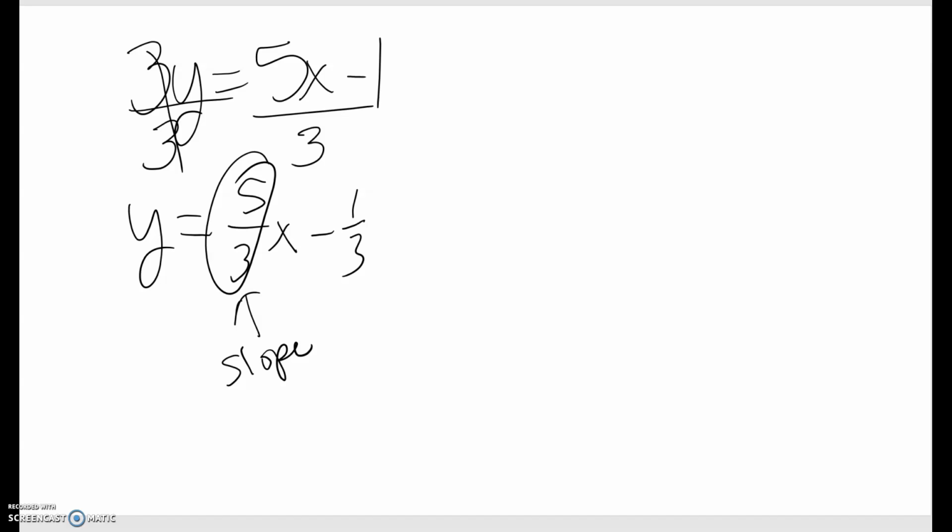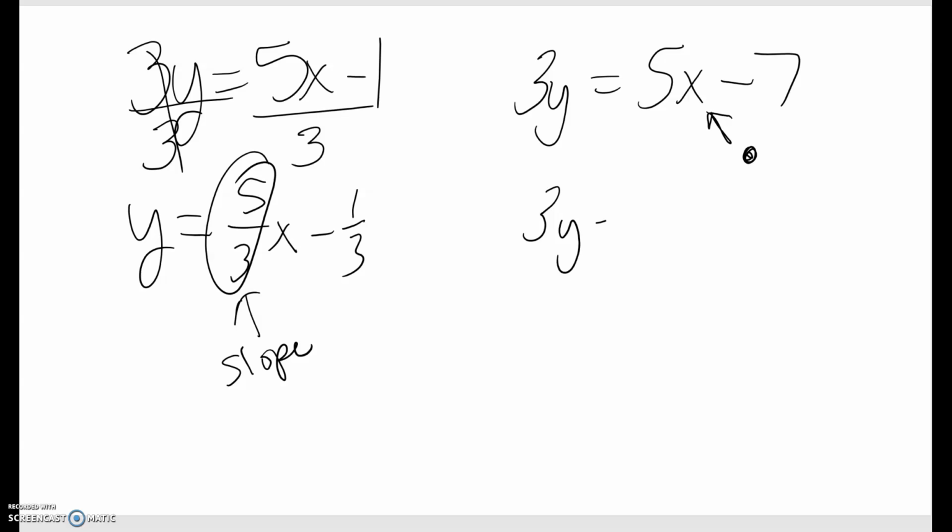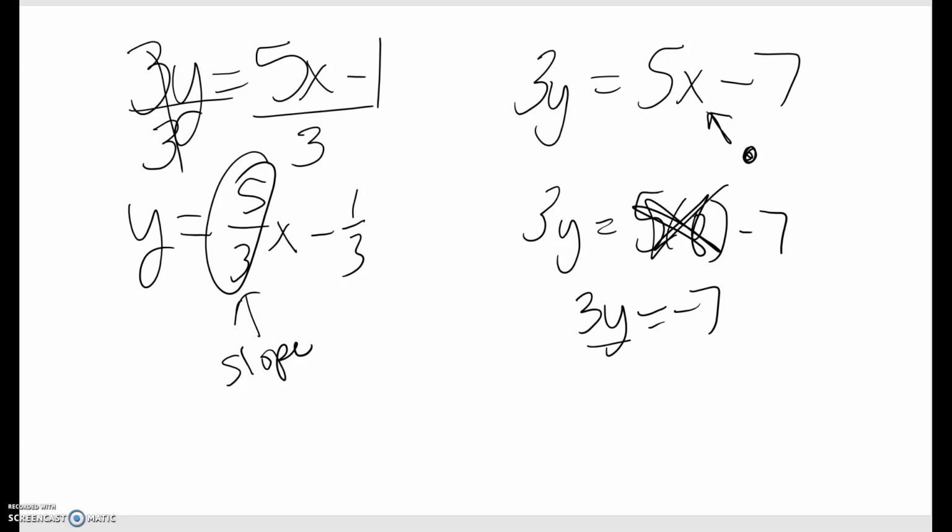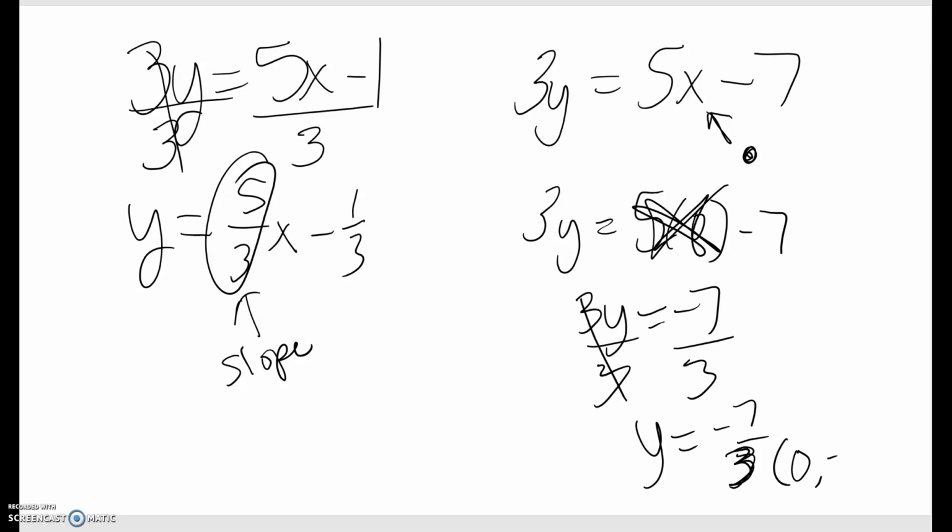Okay, think about how you would find the y-intercept. So if I gave you a similar equation, 3y equals 5x minus 7, and I just said find the y-intercept. Remember, that means you're plugging in a 0 for your x. So I'm going to plug a 0 in here. So 3y equals 5 times 0 minus 7. So this is all gone. So 3y equals negative 7, and my y-intercept would be at negative 7/3. Remember, that looks like a 0, comma, a number, your y-intercept.